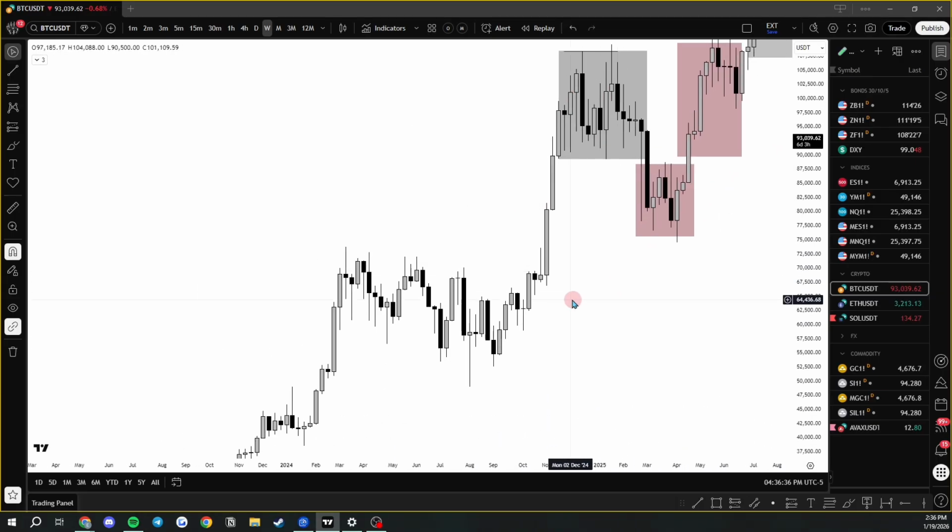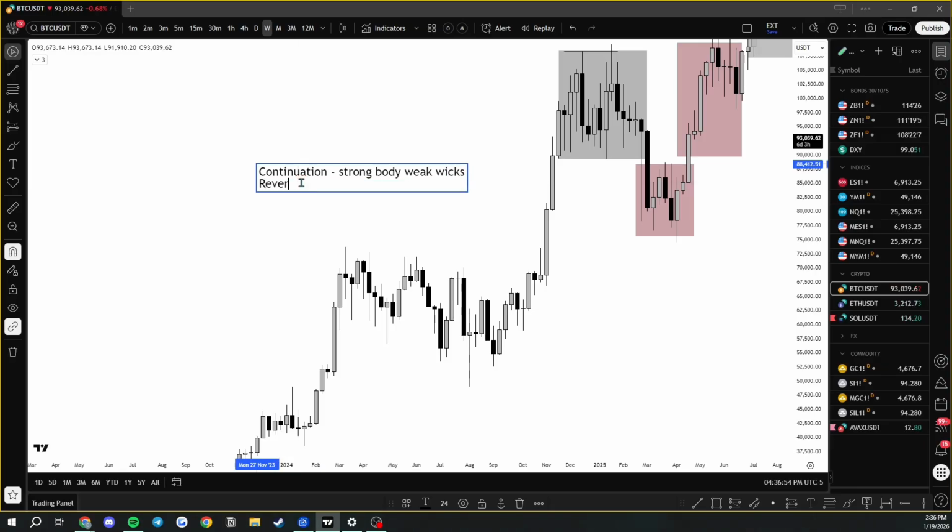We'll do an easy one first. What kind of candle formation would this be, guys? I'll type them out right here. I have continuation, a.k.a. strong body, weak wicks. We have a reversal candle.